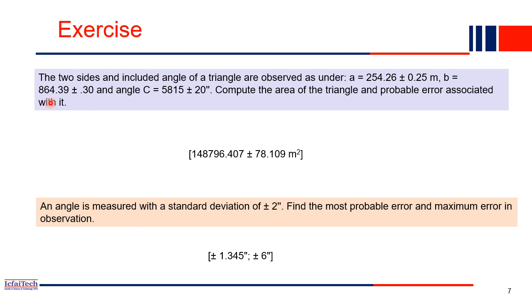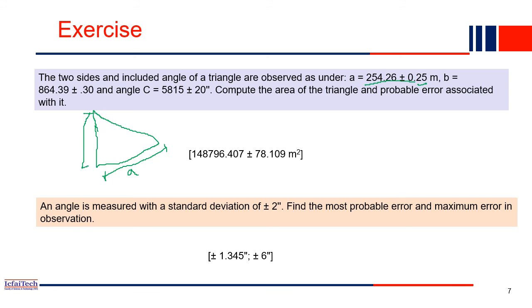The first exercise is: the two sides and the included angle of a triangle are observed as given. A equals this value, B equals this value, and angle C equals this one. Compute the area of the triangle and the probable error associated with it. So basically you have a triangle, something like that, and this length is A. A is given as 254.26 plus minus 0.25 meter.